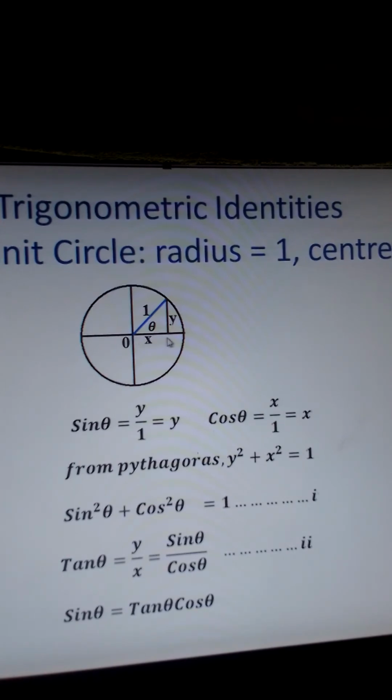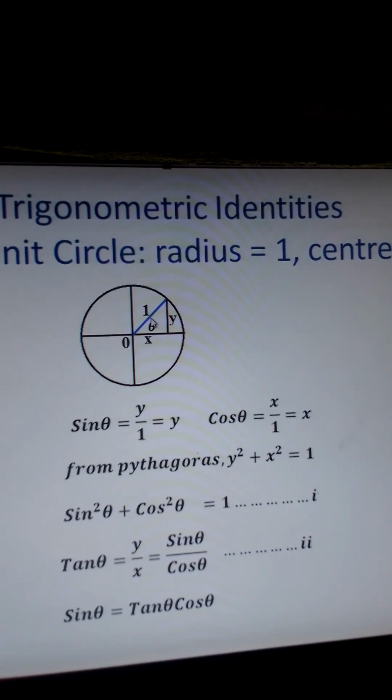Now from 0 to this point, the length is x in the x direction. This length x is the horizontal projection of this line, this radius here. Okay, x is the horizontal projection of this line, and y from 0 to this point, it is y. Now this y, this distance, is the vertical projection of this line. Okay, that is in the y direction.